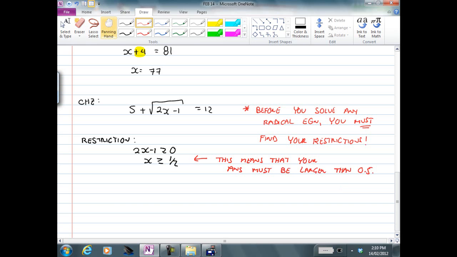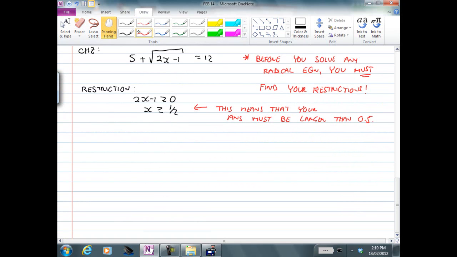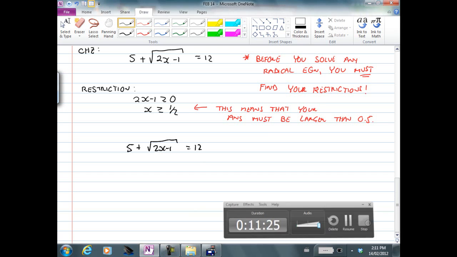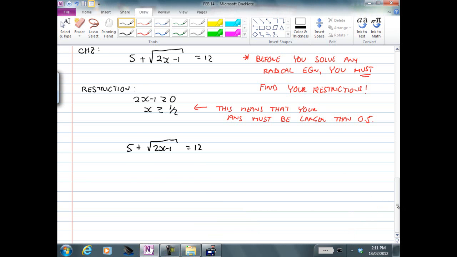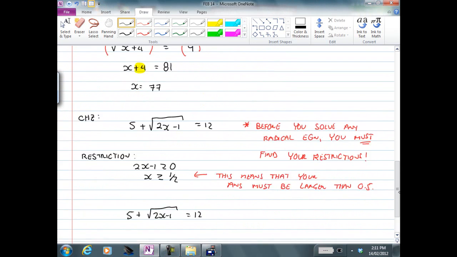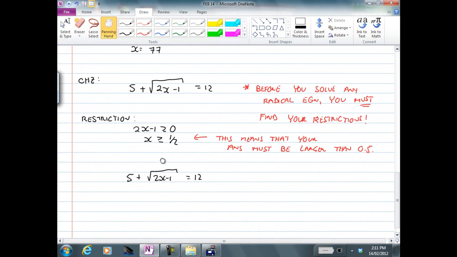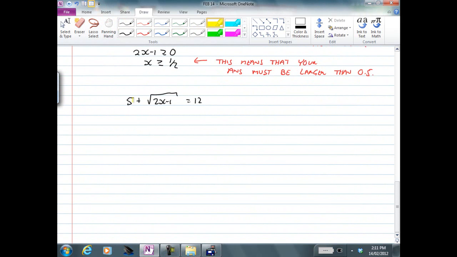Once you have your restriction done, go ahead and solve it on your own now. You have 5 plus root 2x minus 1 equals 12. I'm going to pause it. In every question I did so far, I only have one square root symbol on the left side, but I have a number here. Let's drag the 5 to the right side. I have root 2x minus 1.